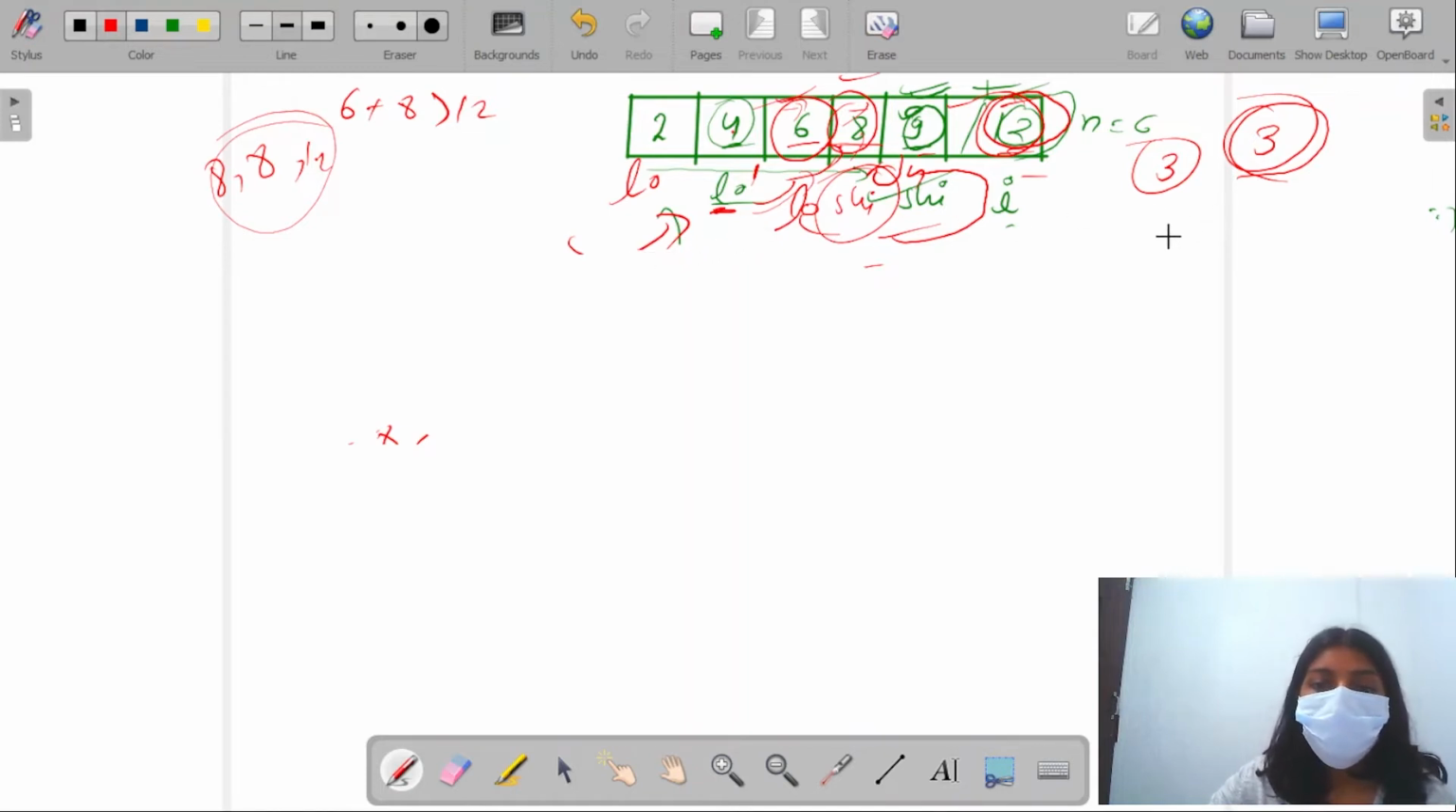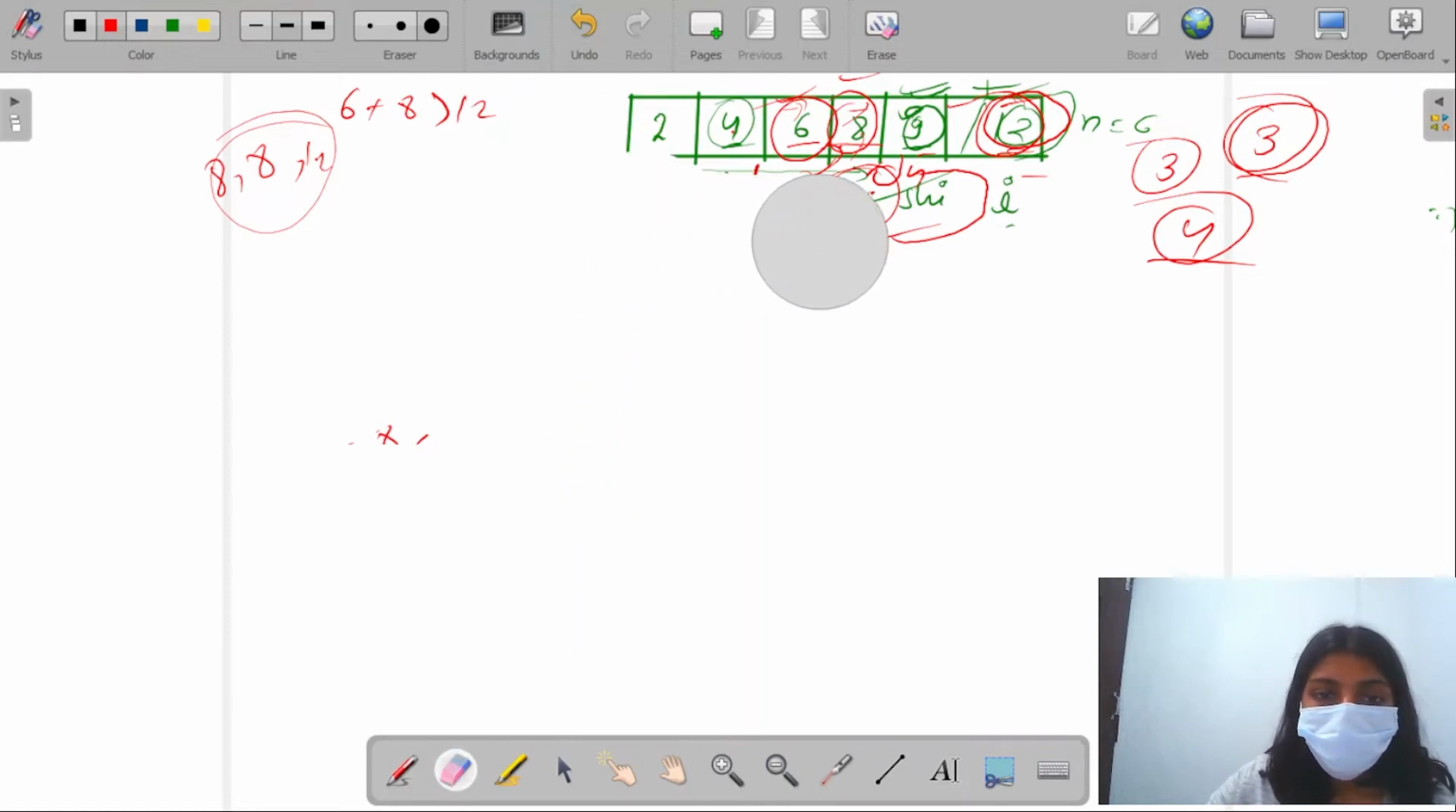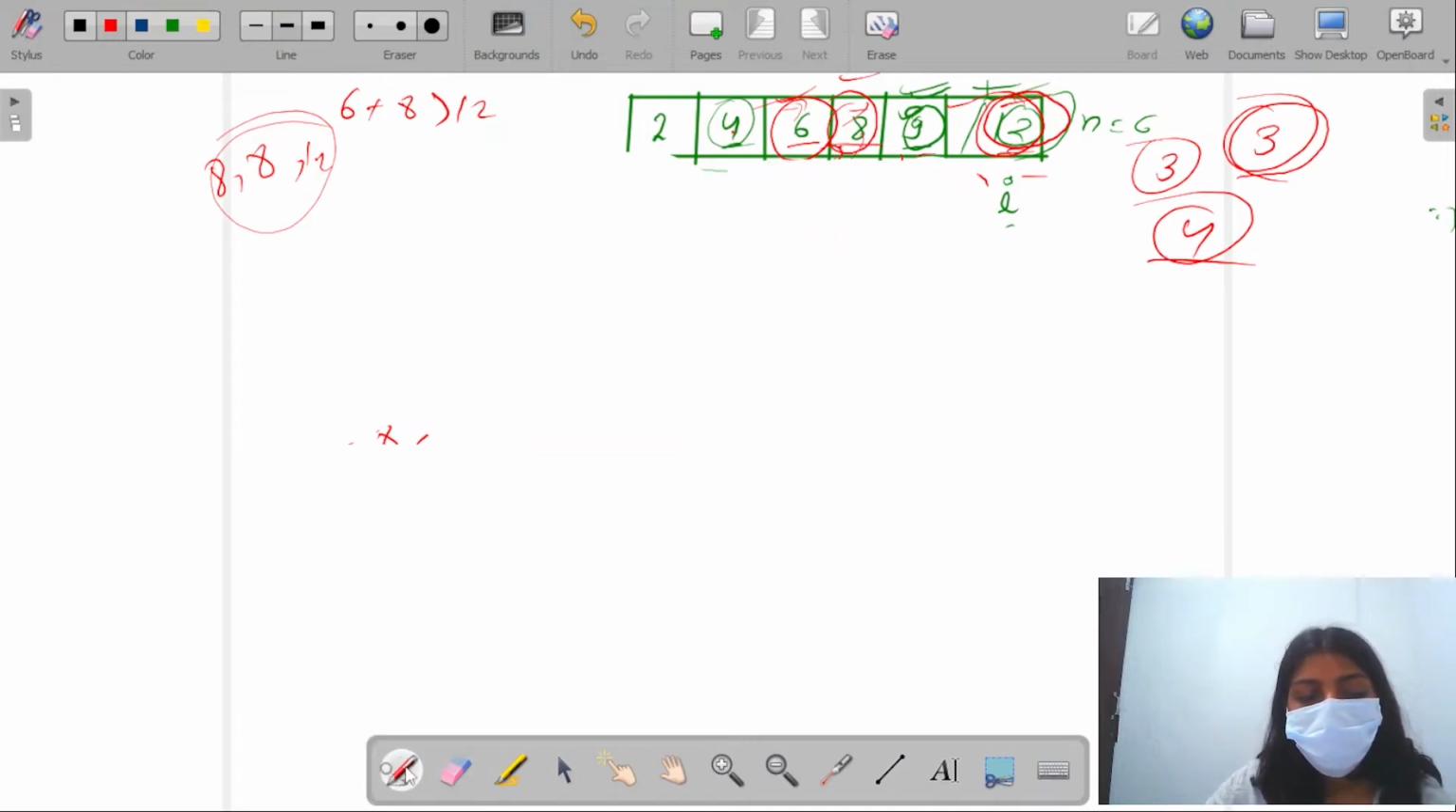Now I again got one more triangle. Okay, so my count increased to 4. It means I have found 4 triangles. I can make 4 triangles till now. Now what do I do? Every time my low is, I'm taking my lowest side as the 0th index.